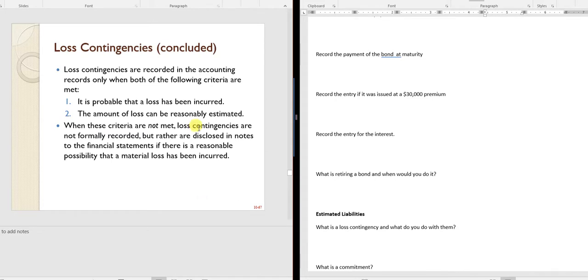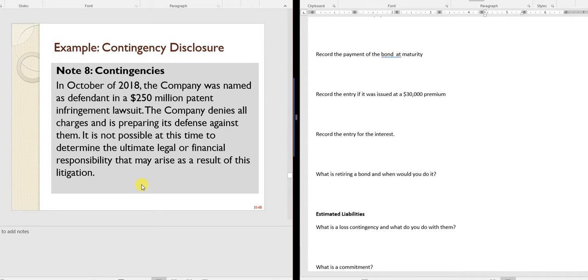The terminology is probable, reasonably possible, and remote. We get sued for various reasons. If we feel it's a frivolous lawsuit, we wouldn't disclose it. Okay, and so you can see that this is how they disclosed their loss contingency, I'm sorry, not booked it. It is not possible at this time to determine the ultimate legal or financial responsibility.